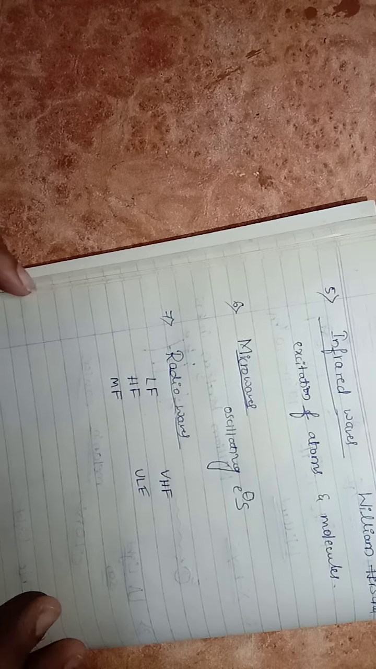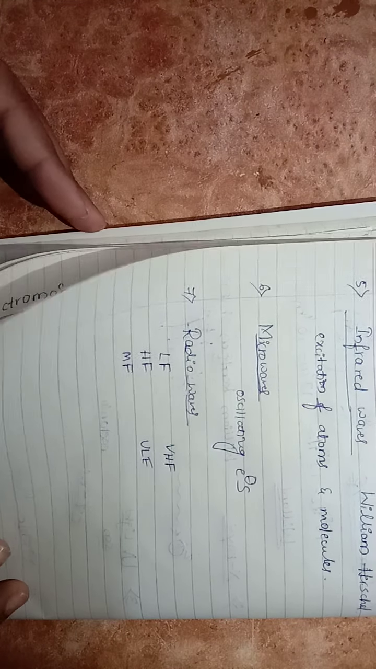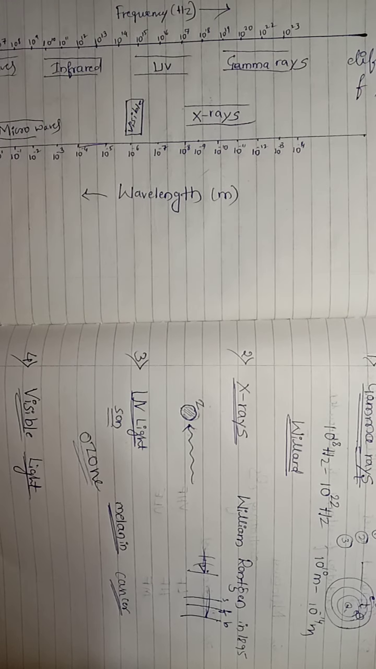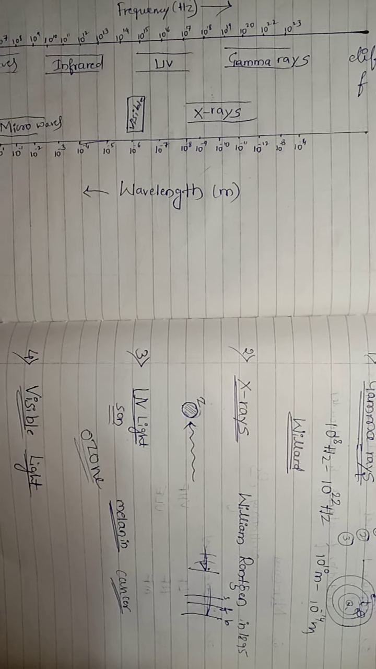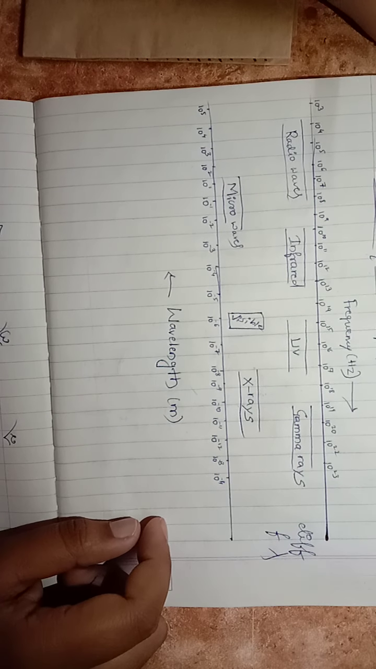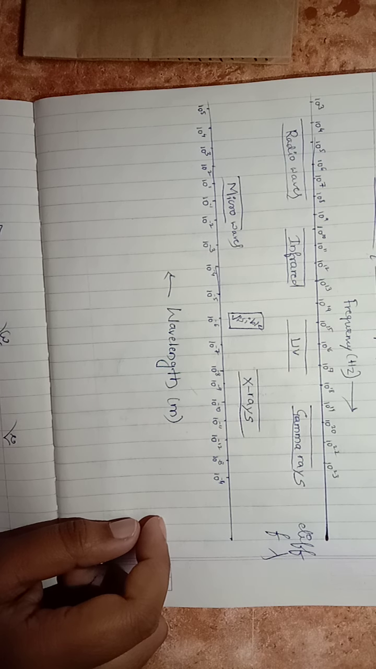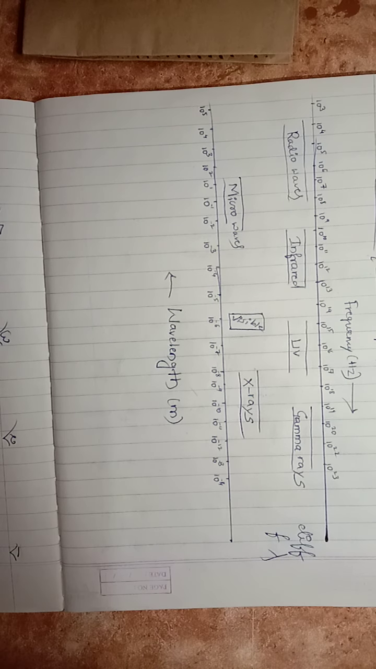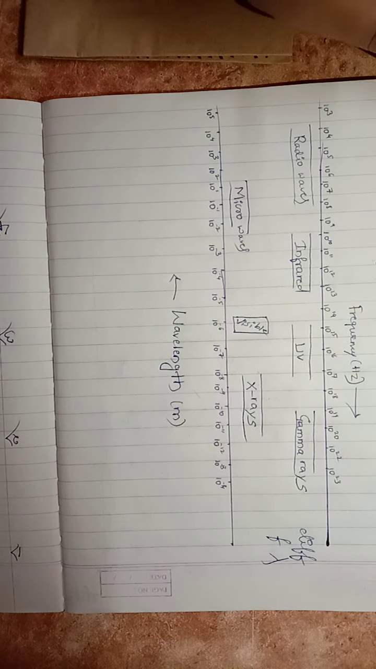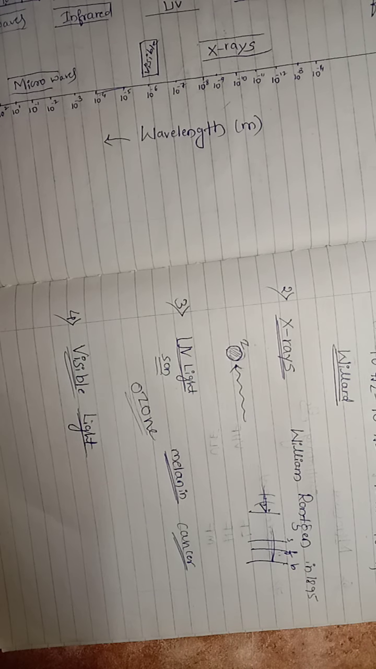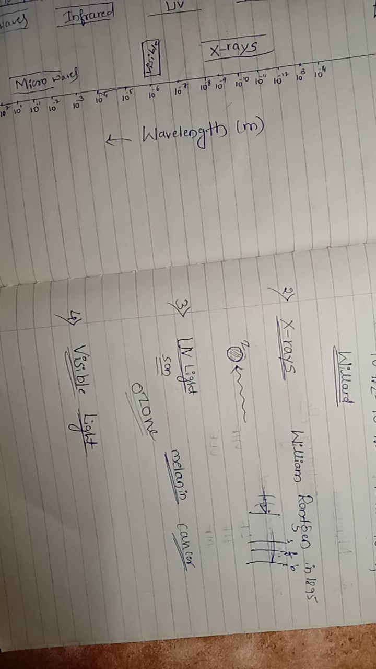The uses of every wave we will study in the next class, but this is all about the electromagnetic spectrum. Understood? This is just the ordered arrangement of the electromagnetic waves with respect to different frequencies and wavelengths, and we have studied briefly about particular waves. Okay, in the notes I will write it in detail. Okay, in the next class we'll do some problems.